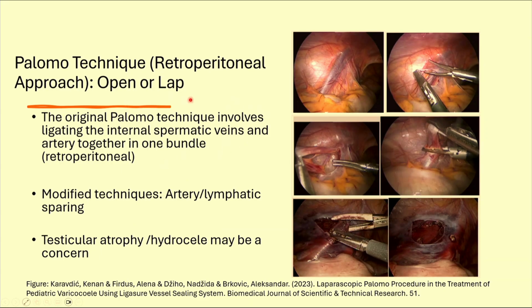Basically, this technique is the ligation at a higher level, at the level of the spermatic vein and artery altogether, and that's the original Palomo, where he did a massive ligation of veins and artery. Some modifications have emerged in the literature, which is the lymphatic sparing or artery sparing. The concern in this technique, theoretically at least, is testicular atrophy, because we clamped or ligated the artery, and hydrocele secondary to the mass ligation without sparing the lymphatics.